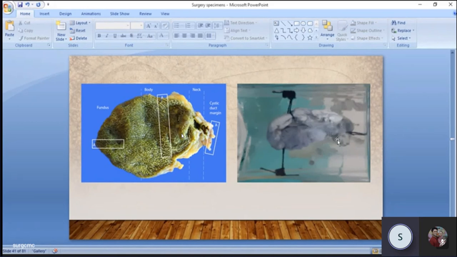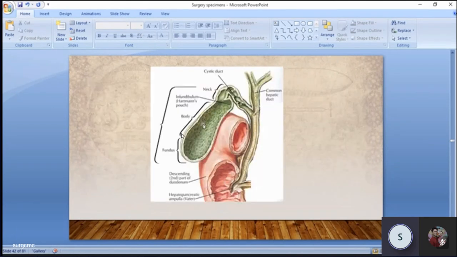I just turned it 90 degrees to the right side. So this is the cystic duct margin. This is the neck region. This part is the infundibulum. Then this is the body, and this is the fundus. In this image you cannot see clearly because of the poor picture, but you can see this appearance. This is known as the strawberry appearance of cholesterosis, the cholesterol deposits in the mucosa.